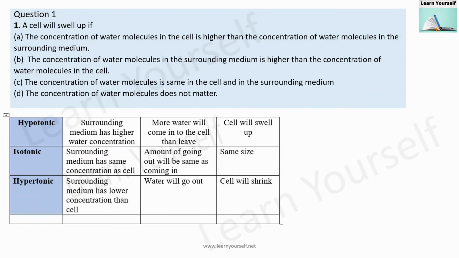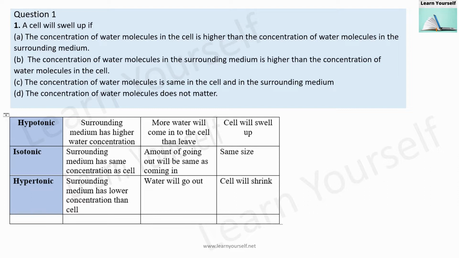Question number 1. A cell will swell up if option A, the concentration of water molecule in the cell is higher than the concentration of water molecule in the surrounding medium. Option B is the concentration of water molecule in the surrounding medium is higher than the concentration of water molecule in the cell. Option C is the concentration of water molecule is the same in the cell and in the surrounding medium. Option D is concentration of water molecule does not matter.